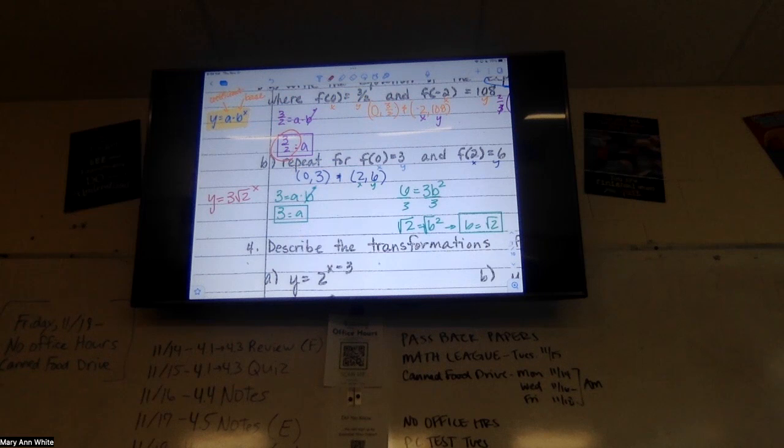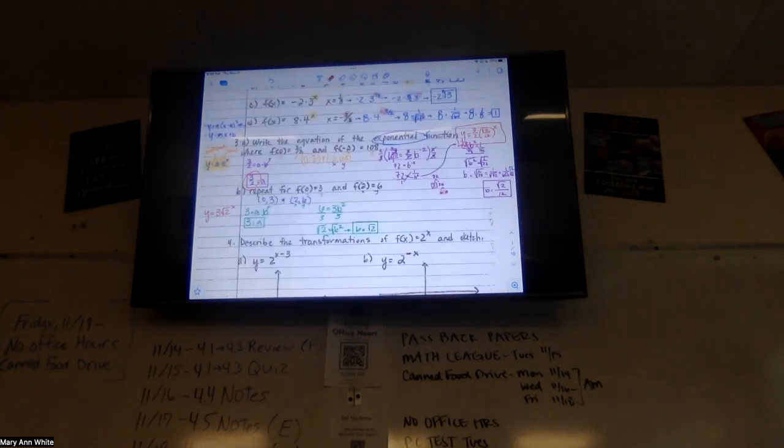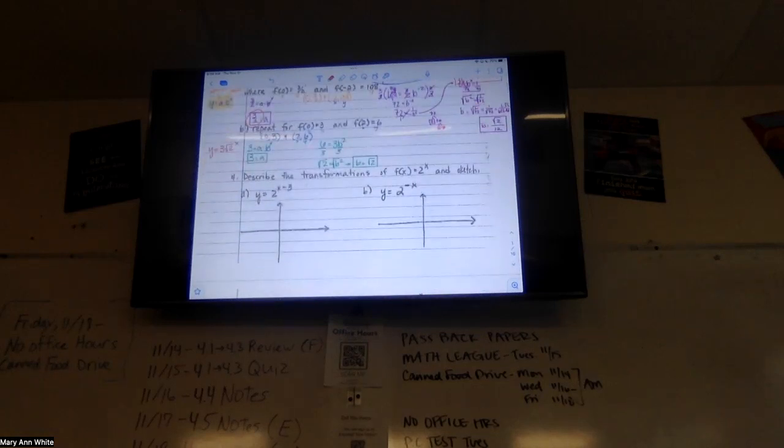All right. The next one is talking about transformations. We have done transformations in the past. This is kind of going back to chapter 1. So we're using this basic graph.